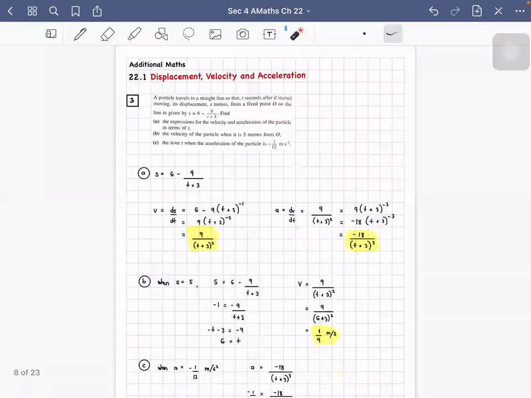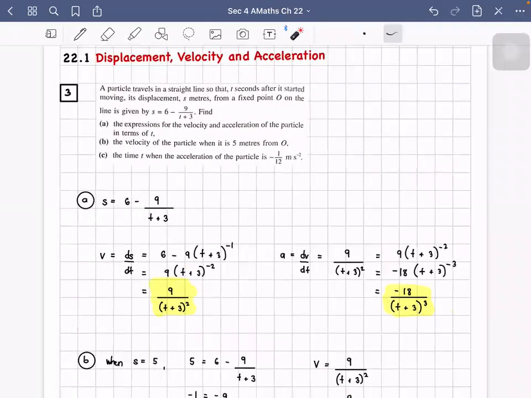Okay, so let's have this one. Now for number 3, we now have some acceleration questions here. Okay, so let me read the question first.